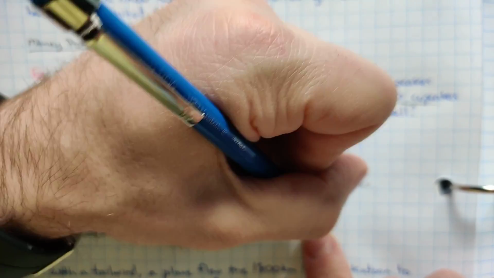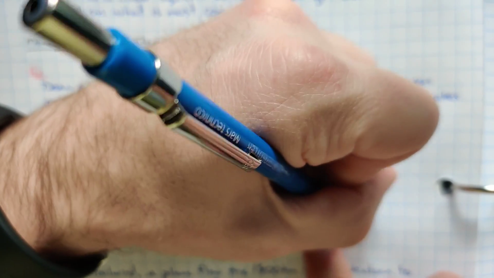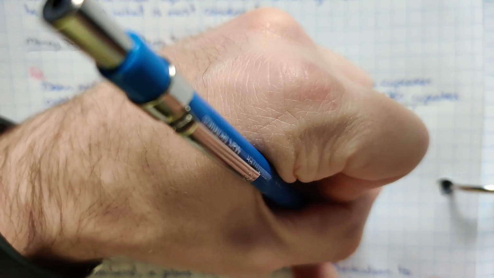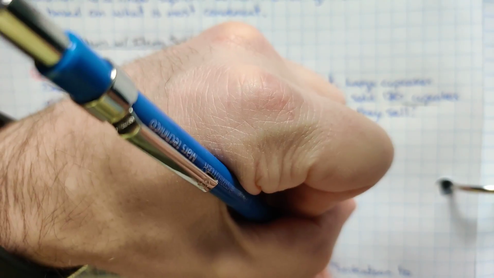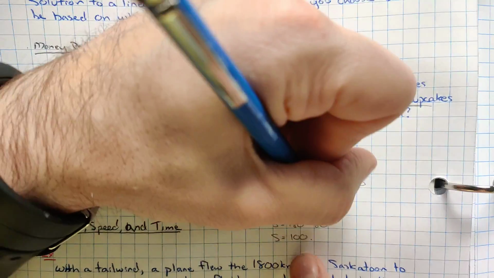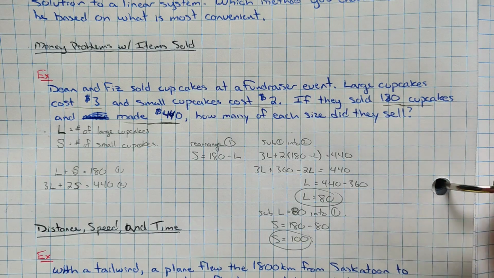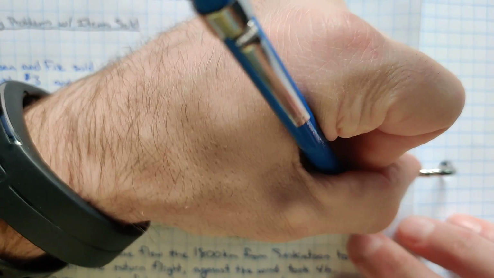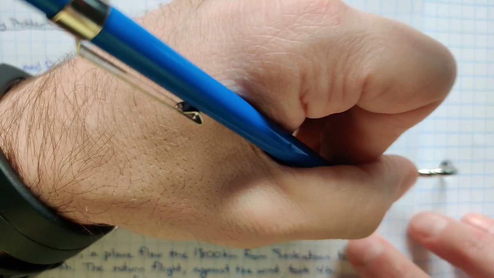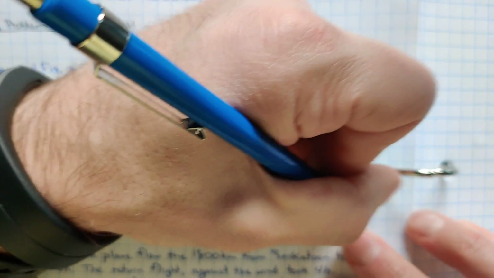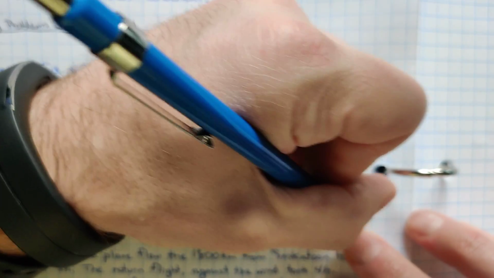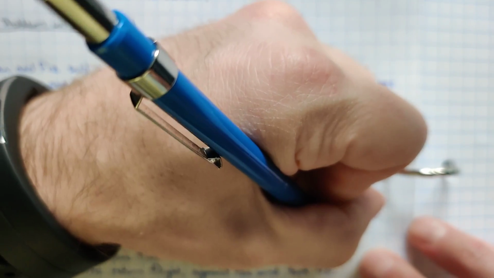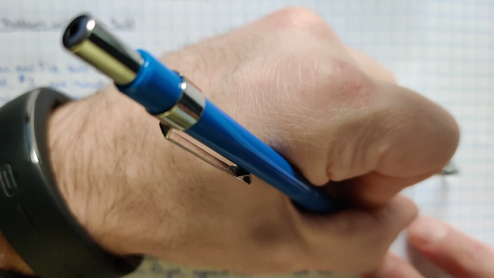So L equals 80 into 1, and we're left with S equals 180 minus 80. S equals 100. So we got 80 large cupcakes and 100 small cupcakes before they sold.